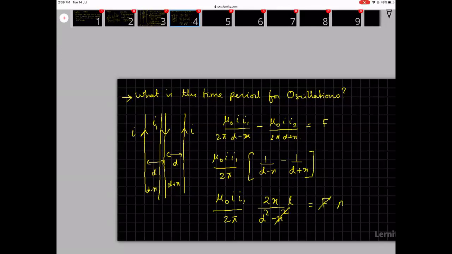Now force is equal to M into A. M is equal to what? Mass per unit length into L. So now the L gets cancelled. A is equal to omega square X. So I can get the value for omega, and T is equal to 2 pi by omega.